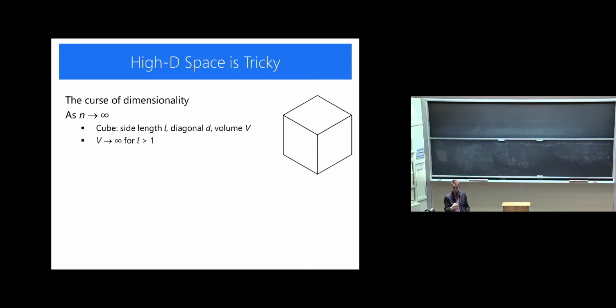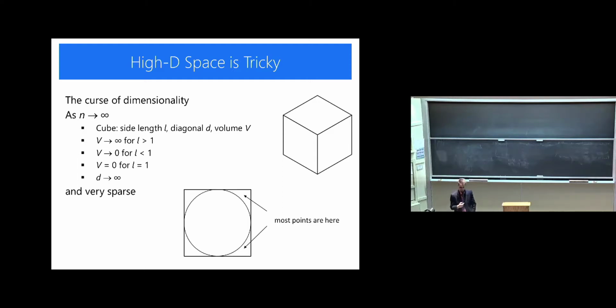Actually, surprisingly, when the length of the side is less than 1, the volume tends to 0, or it is 0 when the length is 1. So it basically shrinks, and the diameter goes to infinity. It's very, very sparse. When you look at it this way, you can actually see that most of the data are mostly here at the edges.